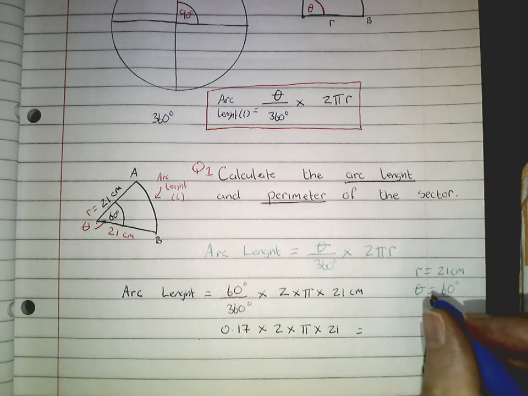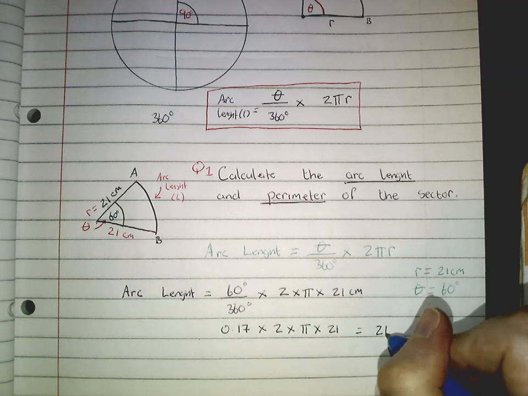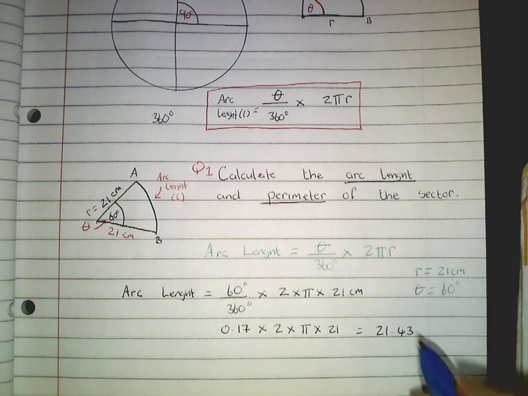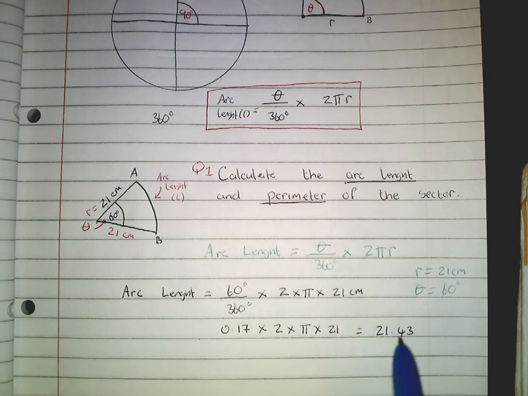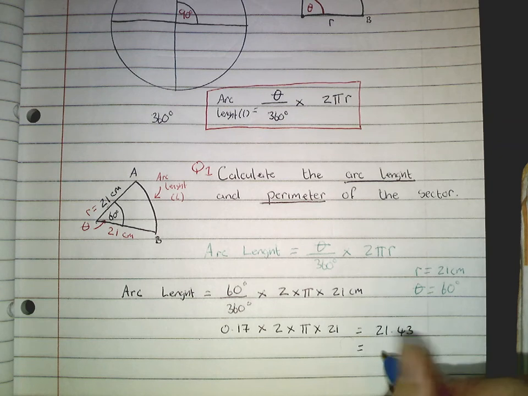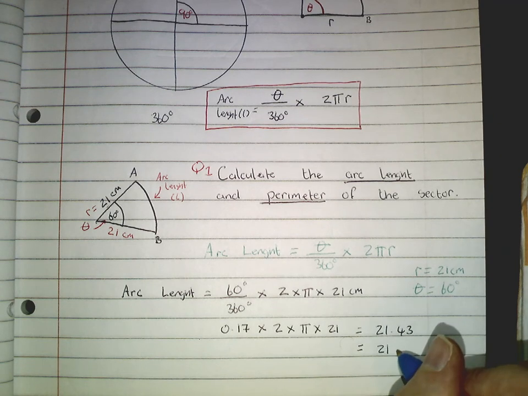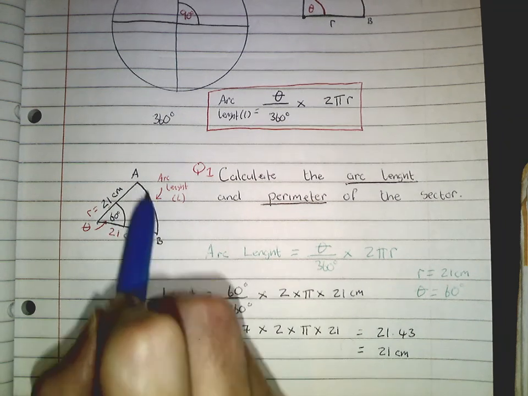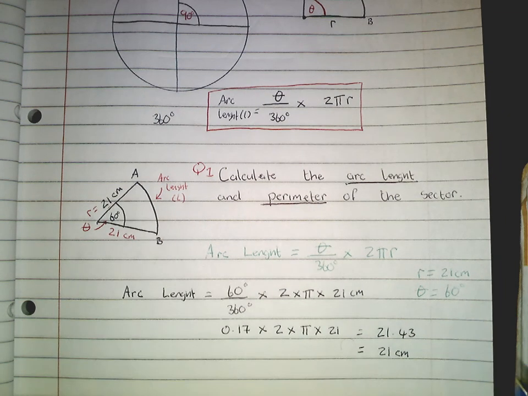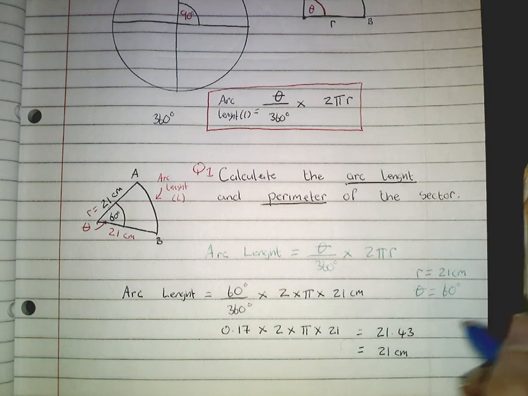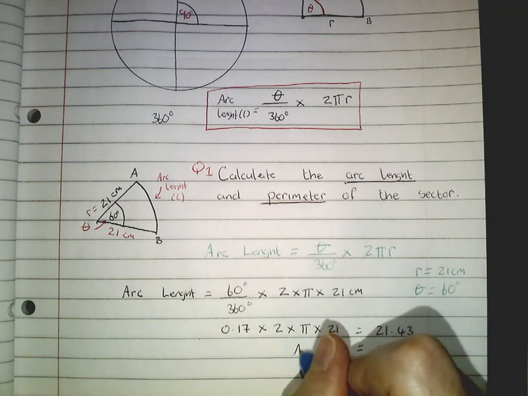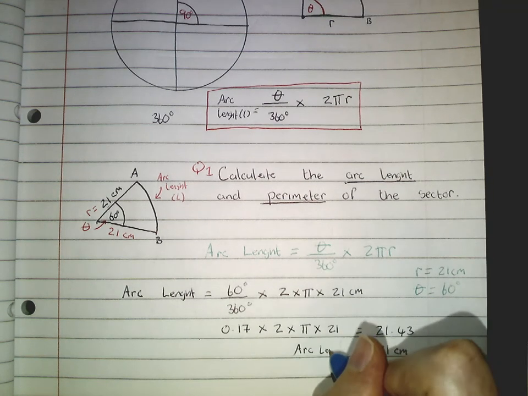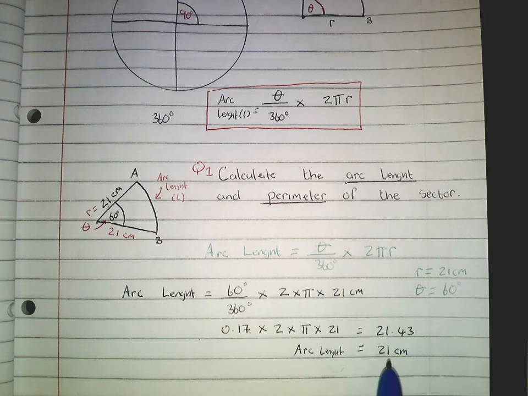When you multiply it out, it works out at roughly 21.43, and if we round it, it's roughly equal to 21 centimeters. So that's the arc length. What do we mean by arc length? We mean the distance from A to B. So the arc length is equal to 21 centimeters.